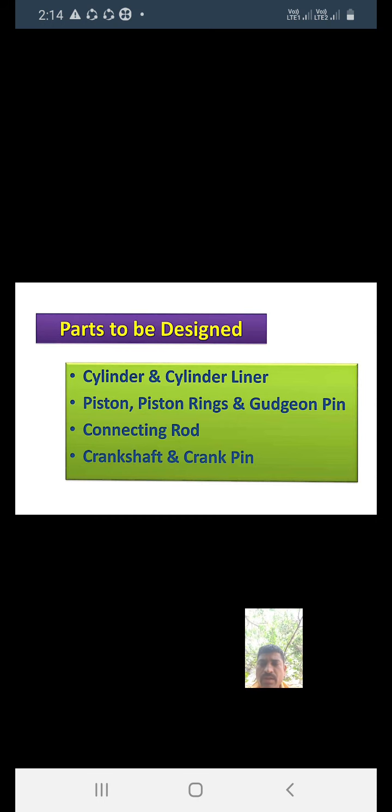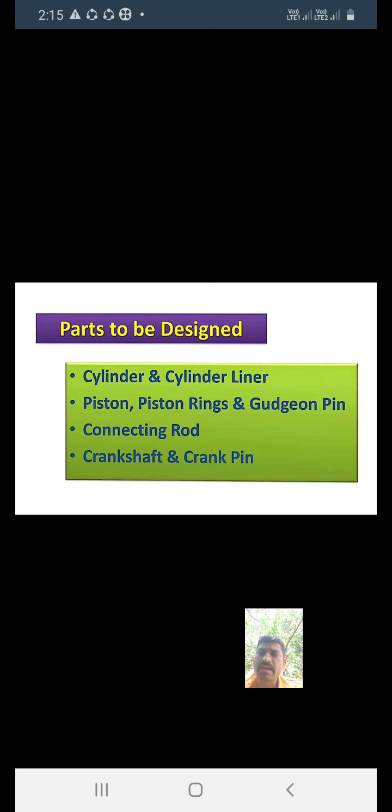Okay, and see the design of the major components of the IC engine. The design of these IC engine components we will discuss one by one. First is the cylinder and cylinder head.